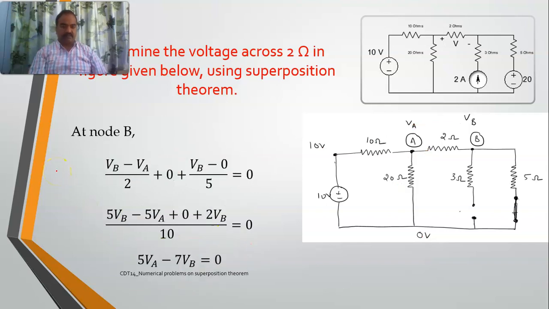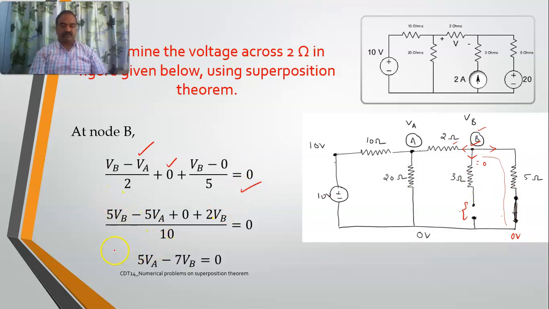Next thing is at node B. At node B also I do have 3 parts. This is the first part, (VB minus VA) by 2. And the second path, see, it is open circuited here, so no current will flow. The current in this path is 0, so that's why I have taken it as 0. And in the third path, there is a current. This is VB and the voltage here is 0 volts, right? (VB minus 0) by 5.